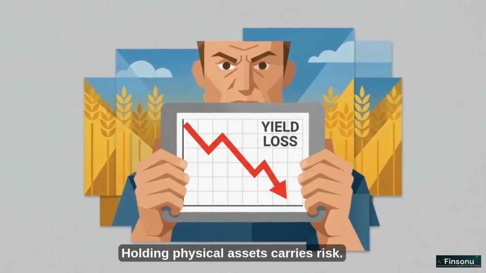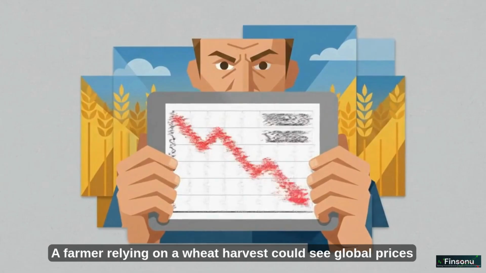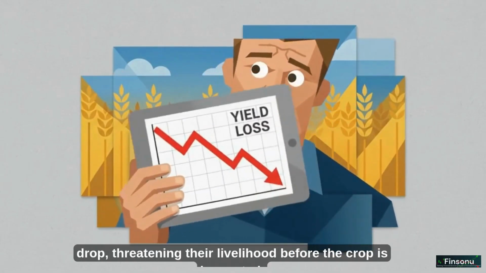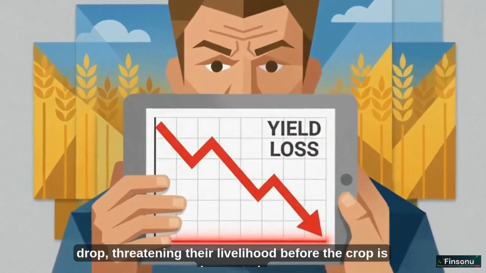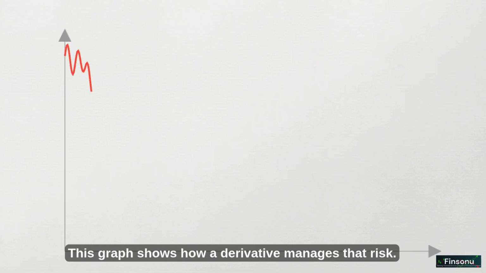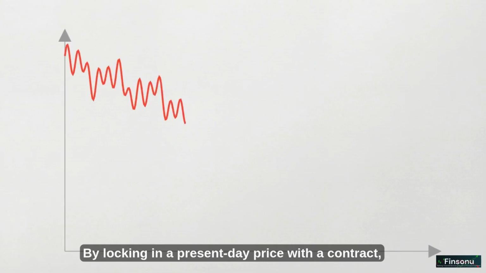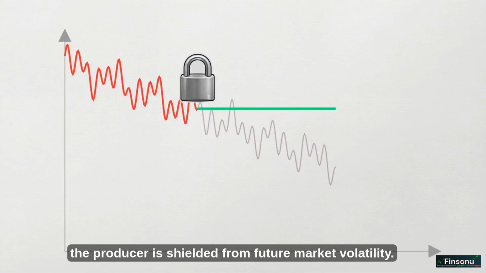Holding physical assets carries risk. A farmer relying on a wheat harvest could see global prices drop, threatening their livelihood before the crop is harvested. This graph shows how a derivative manages that risk. By locking in a present-day price with a contract, the producer is shielded from future market volatility.